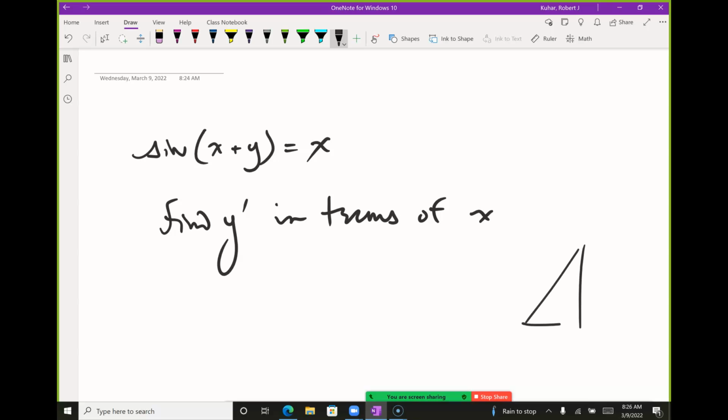So I already have a triangle. Whatever alpha is, whatever my angle is, sine of the angle is x. So the opposite side is x, the hypotenuse is 1, and the remaining side is square root of 1 minus x squared by Pythagorean theorem. Does anyone need to see that?